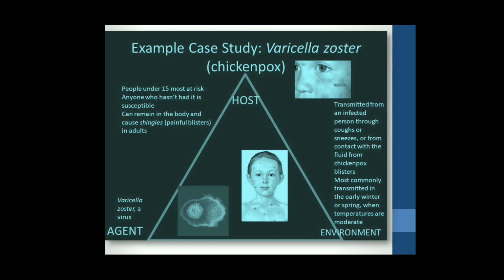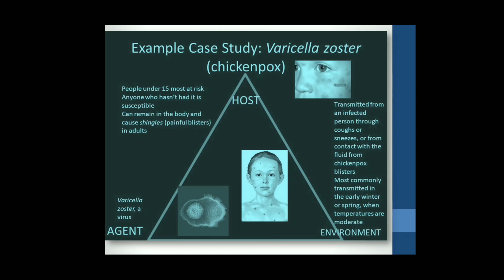And what is the host? People under 15 are most at risk. Coming to the epidemiology, we have the agent, the host, and the environment through which it is transmitted. What is the agent causing chicken pox? It is the varicella zoster virus. And who is the host? The host is the human being. We are the host for this virus.